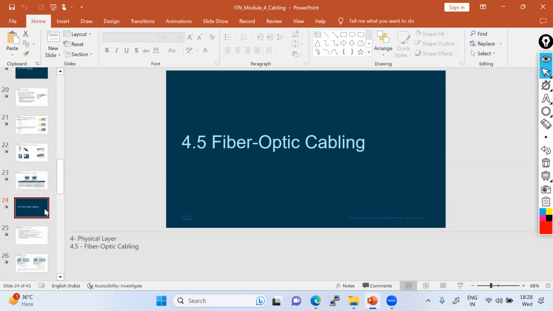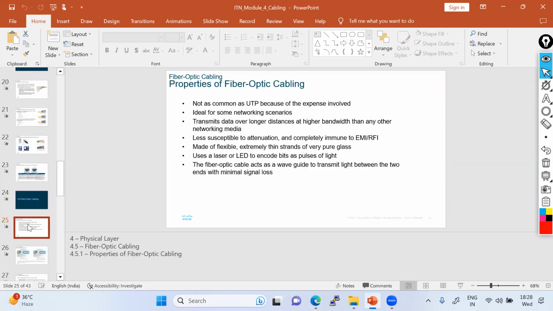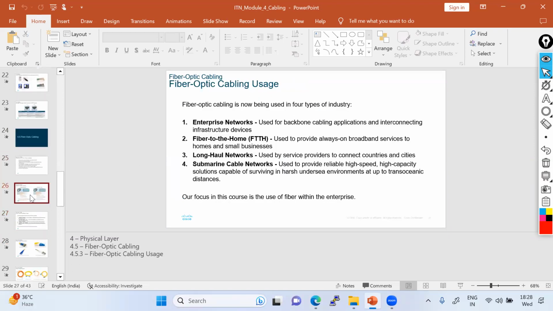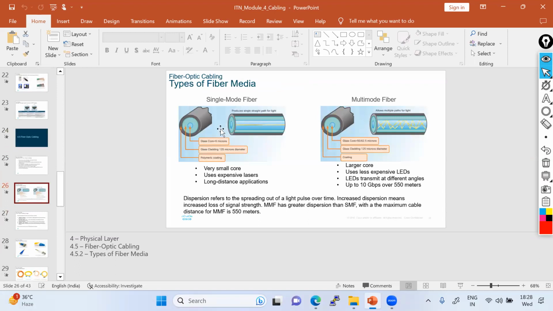So fiber cable is for the long distance, right? And it is going to pass the signal inside of the fiber in the form of light, right? In copper, the signal passes in terms of electric pulses, but in fiber, it always passes in terms of light, right?